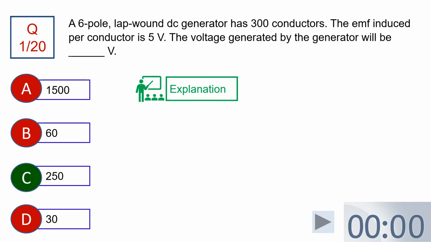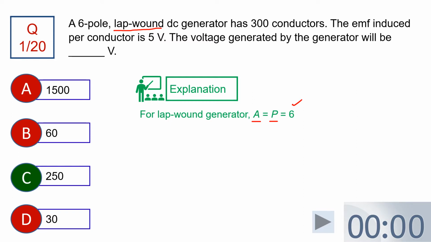Correct answer is option C. So let us see its explanation. So here it is given that the generator is lap wound. So in case of lap wound generator, number of parallel paths A is equal to number of poles P, and here P is given as 6, and therefore A is equal to 6.